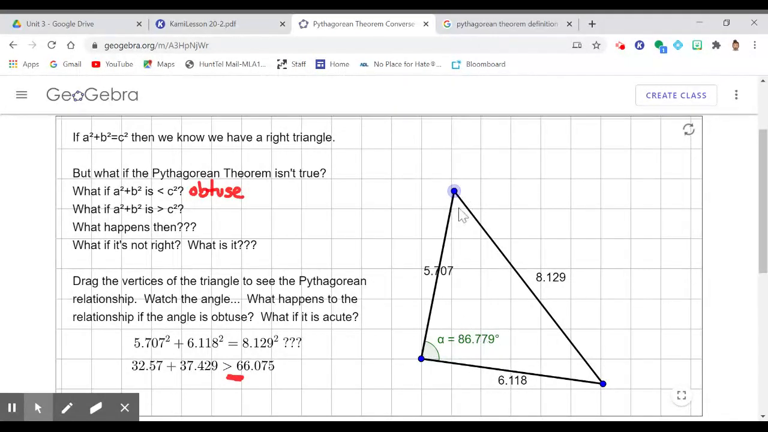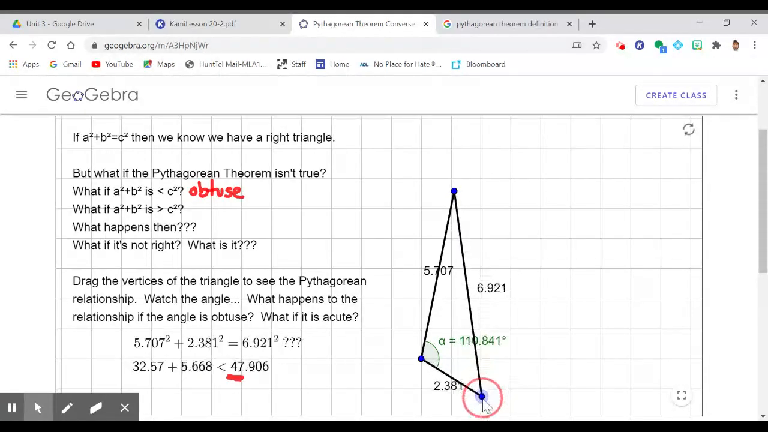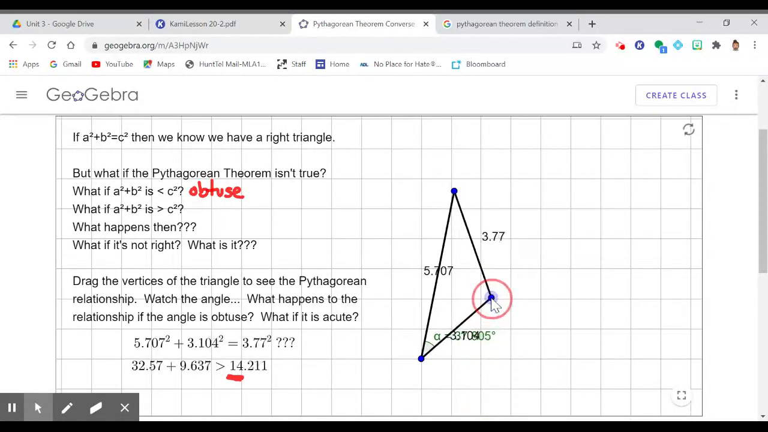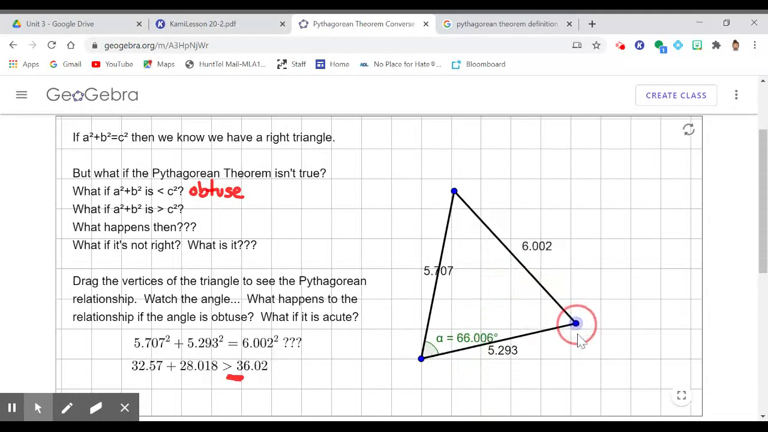Notice the definition of an acute triangle is all three angles less than 90 degrees. So in fact, this angle here being 86.779 degrees, not much less than 90, but we see that a squared plus b squared is greater than c squared. So we can continue to manipulate the sides as you will. Make sure we're playing around with an acute triangle.